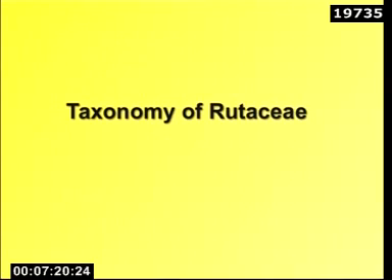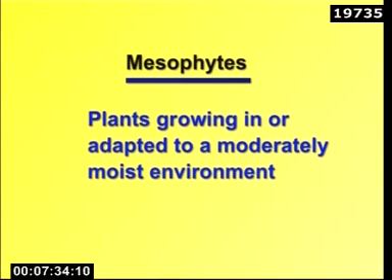Dear students, we will first discuss the taxonomy of the family Rutaceae. We will start with the habitat, that is, the area or environment where an organism normally lives. Plants in the family Rutaceae are usually mesophytic, that is, growing in or adapted to a moderately moist environment. Another characteristic is the habit, in which we will discuss the characteristic appearance, form or manner of growth of the plants growing in the family Rutaceae.